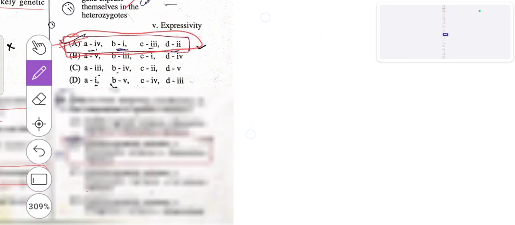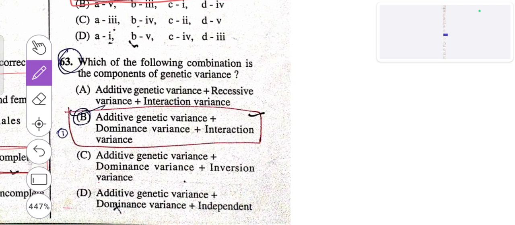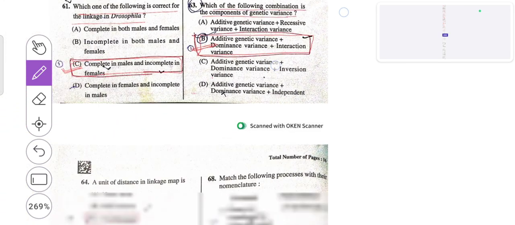The next question. Which of the following combinations is the components of genetic variance? That is additive genetic variance plus dominant variation plus interaction variation. So these are the components of genetic variance: additive, dominance and interaction variation. So 63B is the right answer.